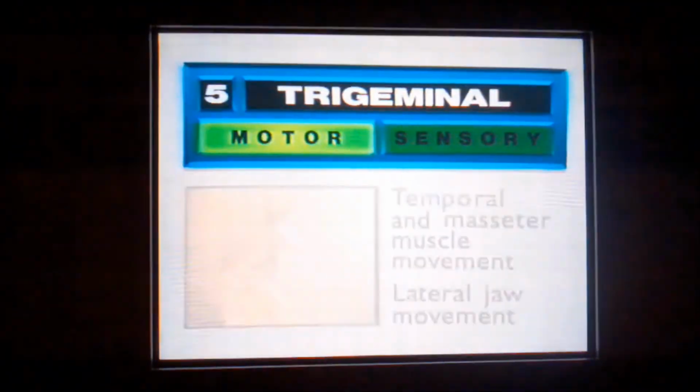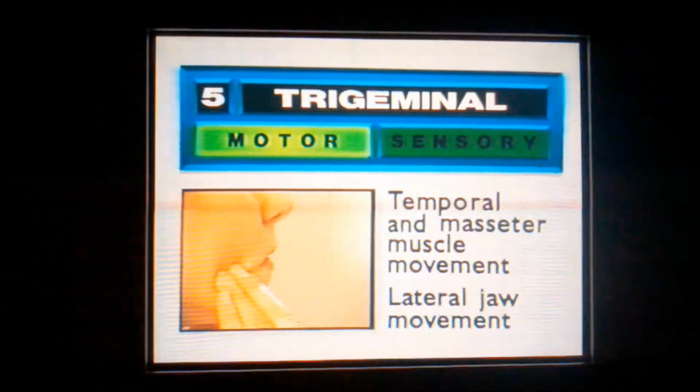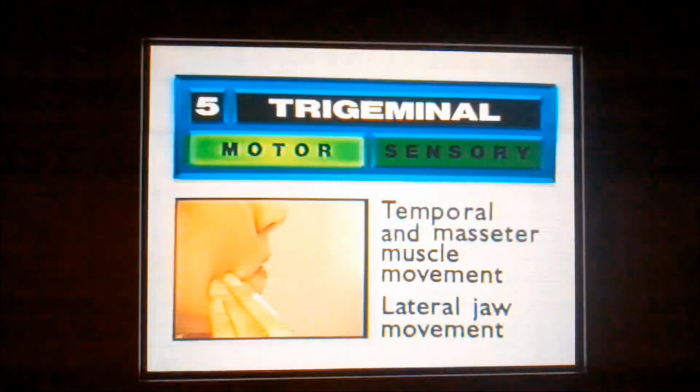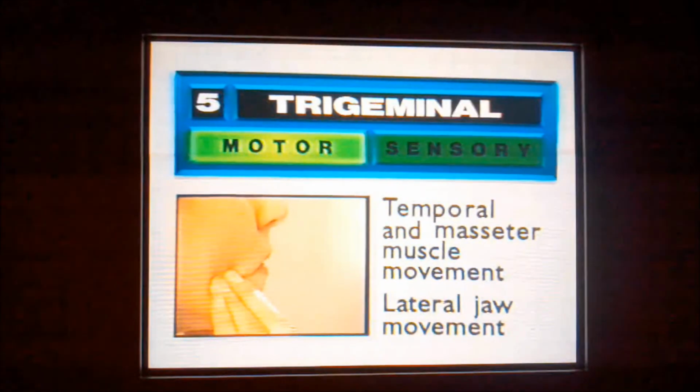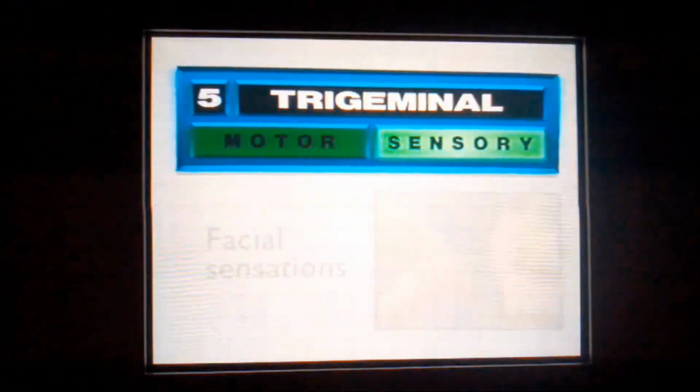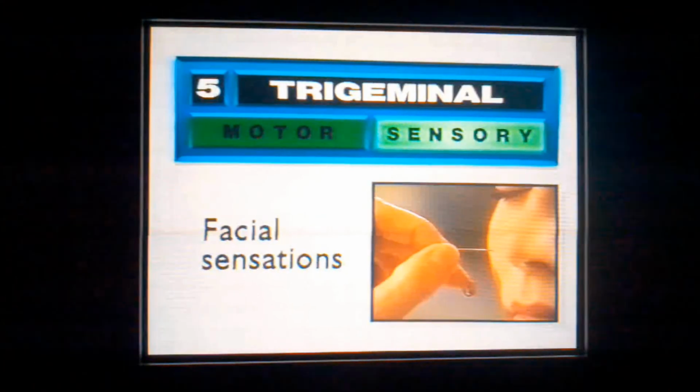Now, assess the 5th cranial or trigeminal nerve. Its motor function is responsible for temporal and masseter muscle movement and lateral movement of the jaw. Its sensory function is responsible for facial sensations.